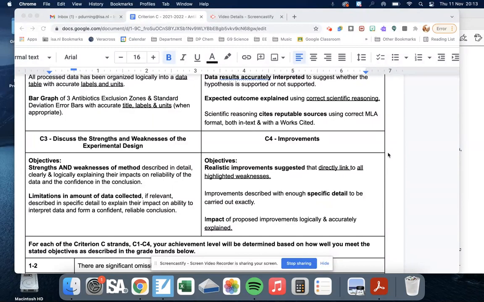And last but not least, include a suggestion for what you think the suggested improvement will actually do to improve the results, improve the data, improve the accuracy or reliability.